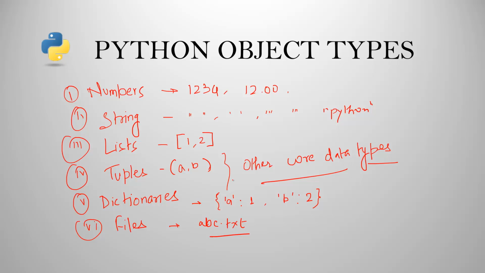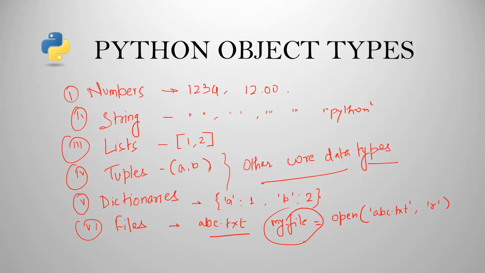So a file object is used, for example, if we assign myfile equal to open abc.txt, and we are reading this. So this is called a file object.